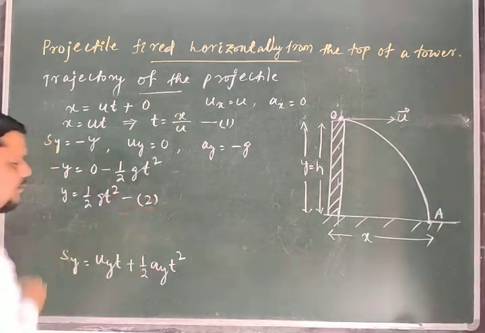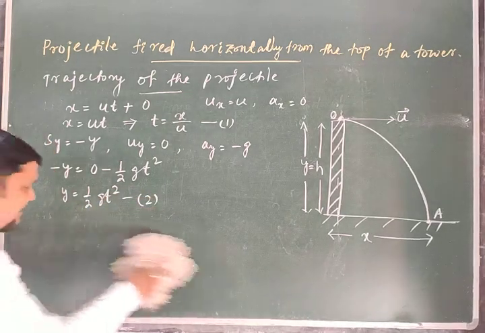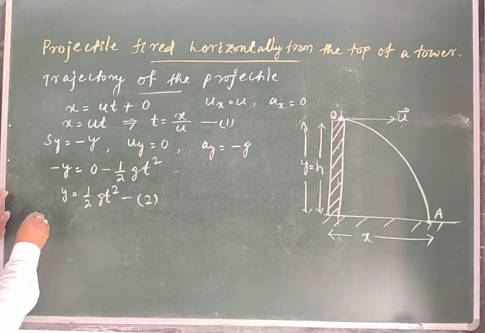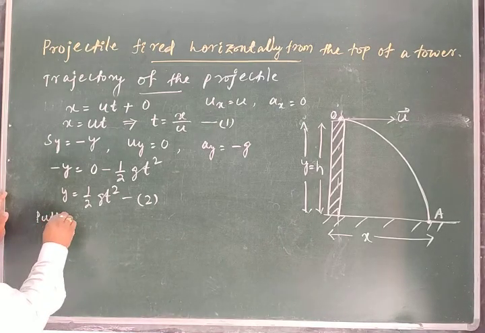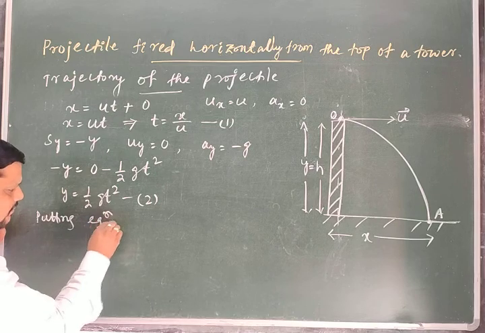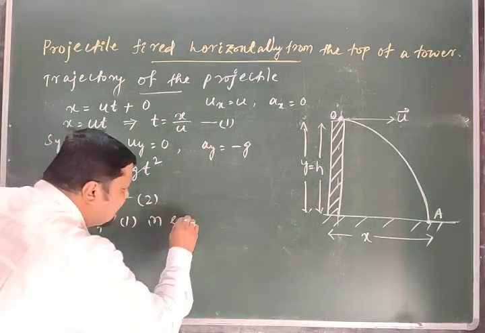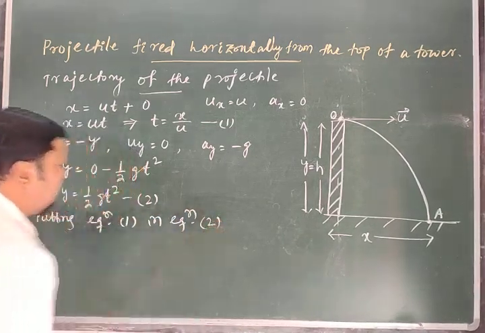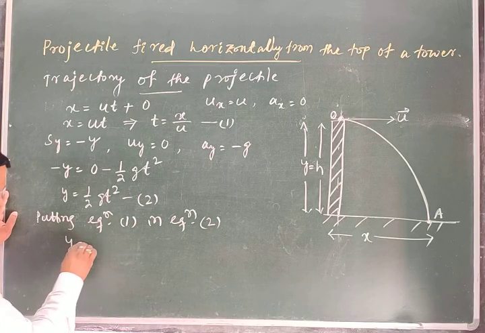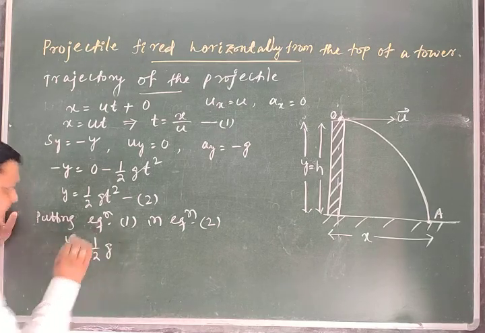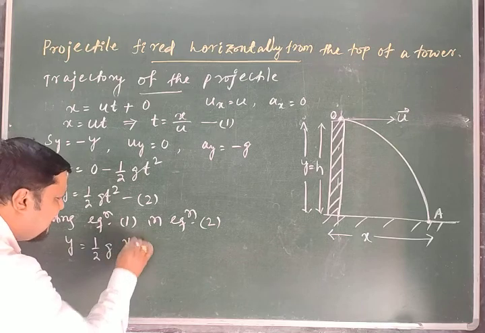This is equation 2. Putting equation 1 in equation 2, what will I get? y is equal to half g, what is my t square? x square by u square.